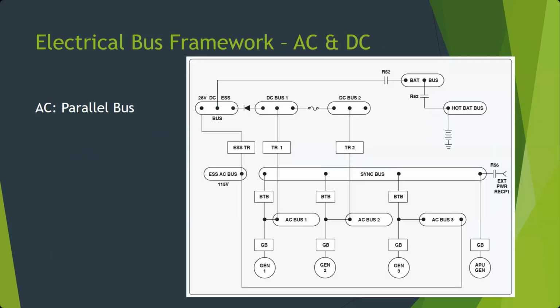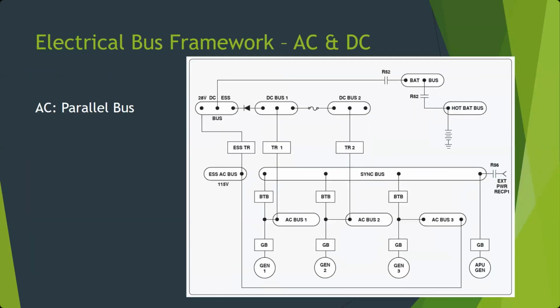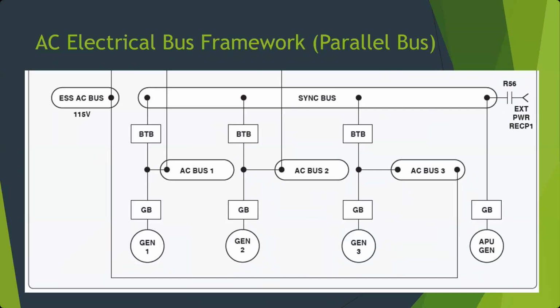So let's look at how these look. Here is that parallel bus system. This is a simple block diagram schematic of the 727. This is the AC and DC. Right now we're going to focus on the AC system, which is the bottom half of this diagram.